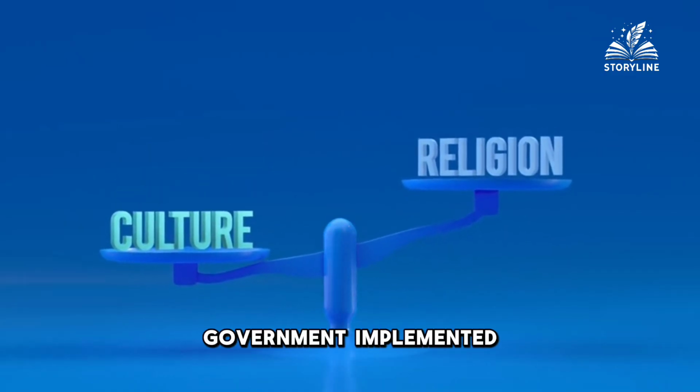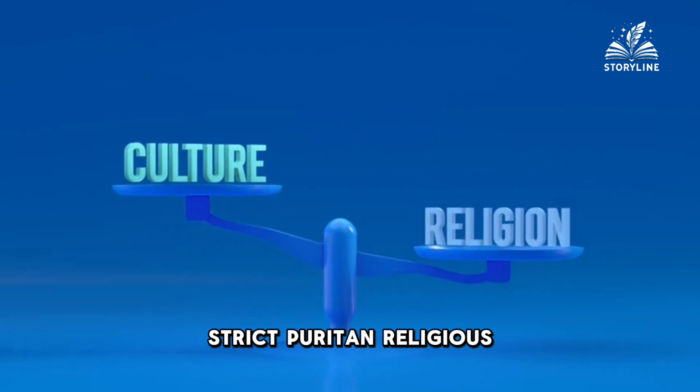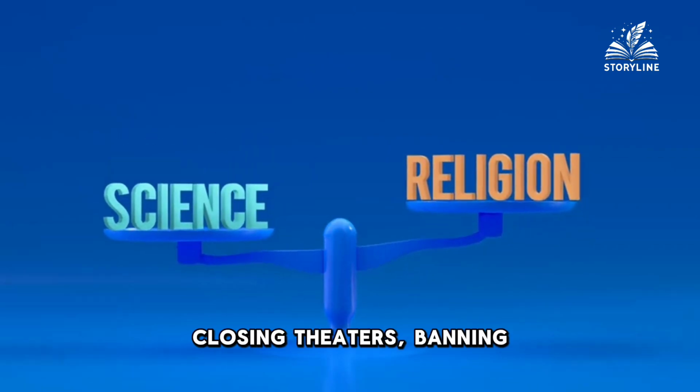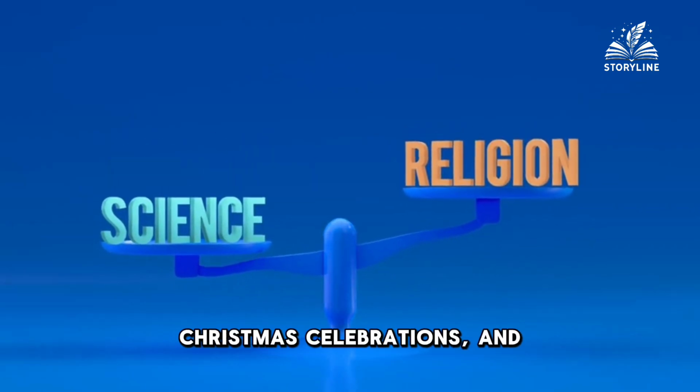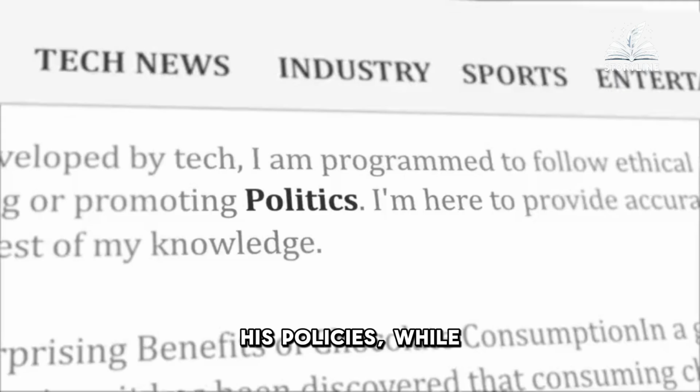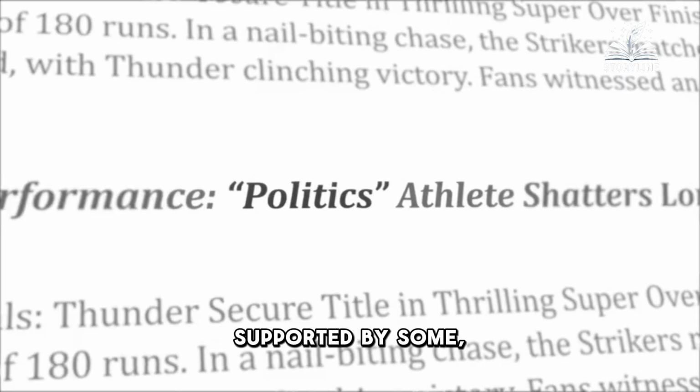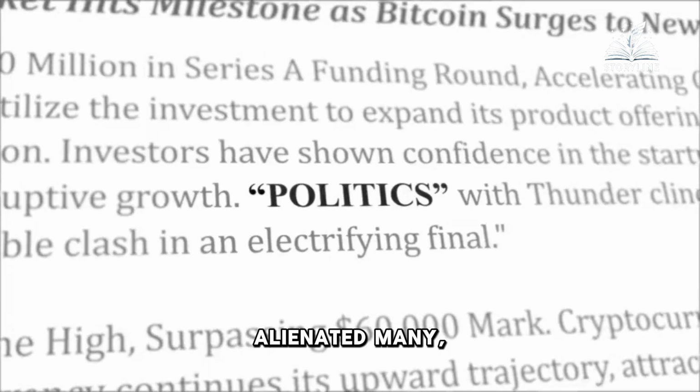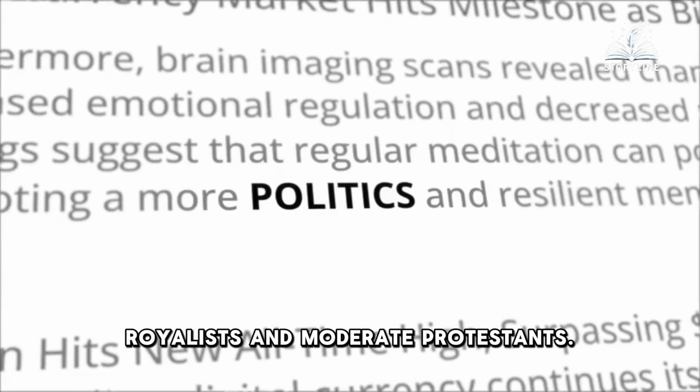Religious reforms and policies. Cromwell's government implemented strict Puritan religious reforms, which included closing theaters, banning Christmas celebrations, and enforcing moral discipline. His policies, while supported by some, alienated many, particularly the Royalists and moderate Protestants.